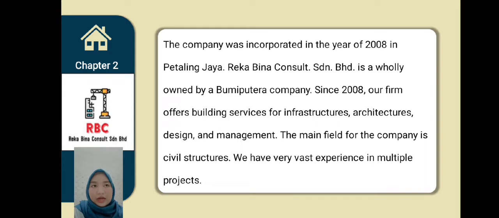Since 2008, our firm offers building services for infrastructure, architecture, design, and management. The main field for the company is civil structure. We have very vast experience in multiple projects.